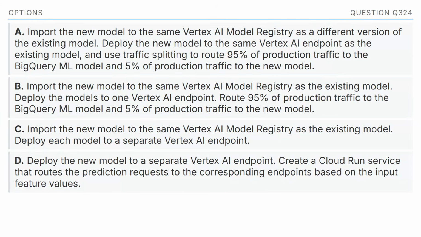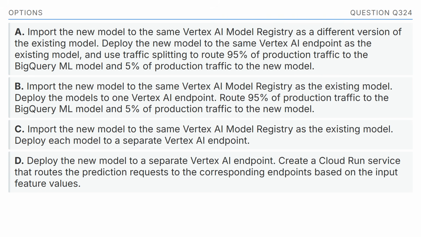The options are: Option A, import the new model to the same Vertex AI model registry as a different version of the existing model. Deploy the new model to the same Vertex AI endpoint as the existing model, and use traffic splitting to route 95% of production traffic to the BigQuery ML model and 5% of production traffic to the new model.